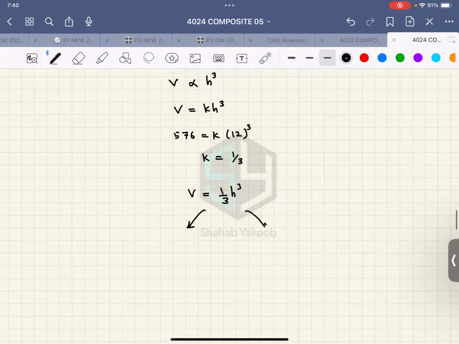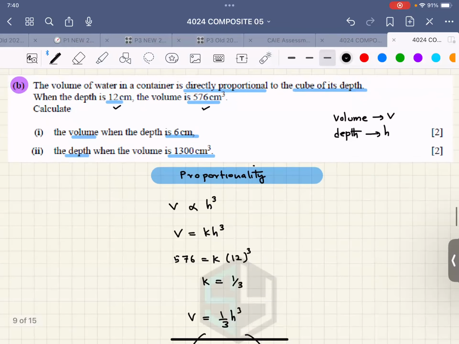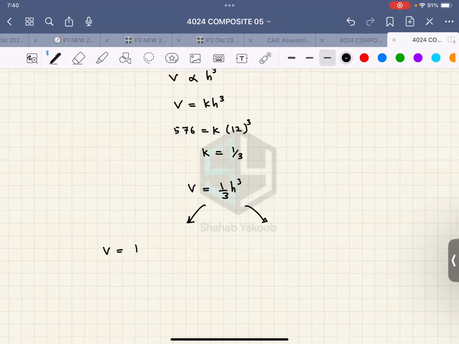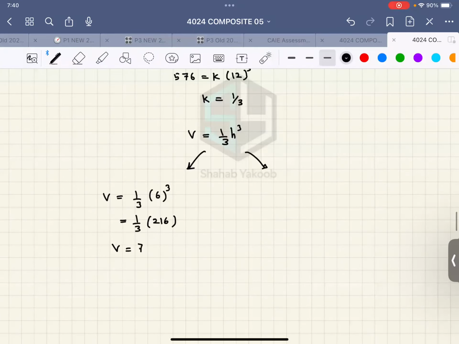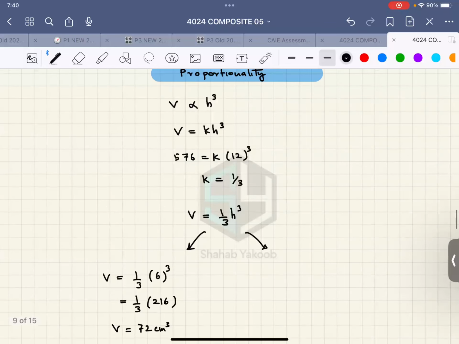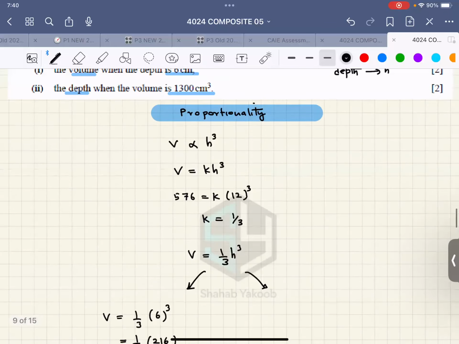Now two options are there. I can plug in depth. Volume is 1/3 of 6 cubed, which is 1/3 of 216. So 216 divided by 3 is 72. That is the volume, 72 centimeter cubed. This is basically part 1.